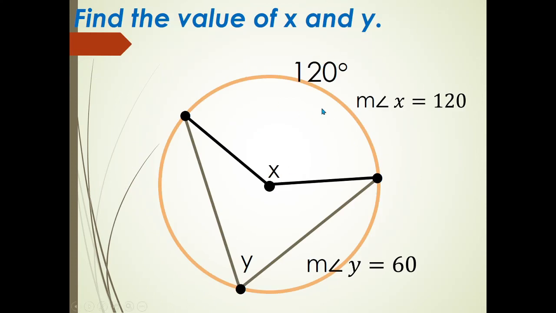Okay, let's see. Find the value of x and y. We have an inscribed angle and a central angle. Nakapakita ko na pala ang sagot. So, the measure of angle x is 120 because angle x is a central angle, while angle y is an inscribed angle. Therefore, half of 120 is equal to 60, or 120 divided by 2 is equal to 60.